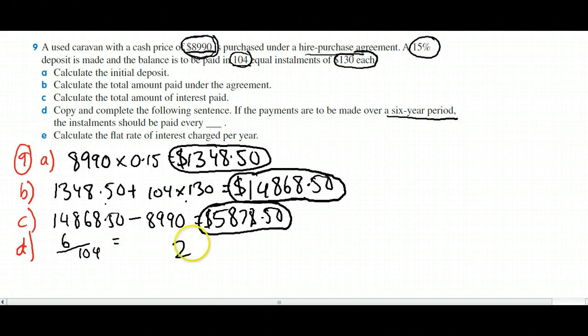So payments have to be made every 21 days under this schedule. 6-year period, 104 equal installments. We've just divided 6 years into 104 sections, and it was 21 days.